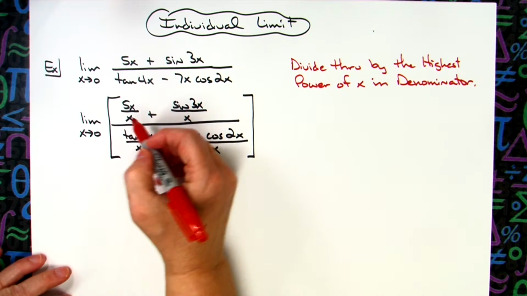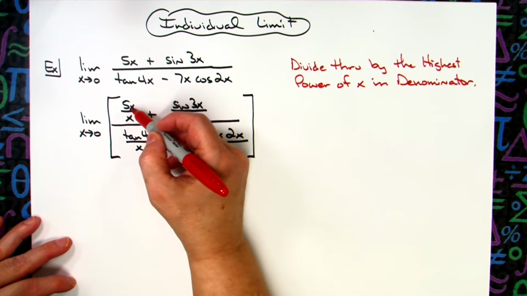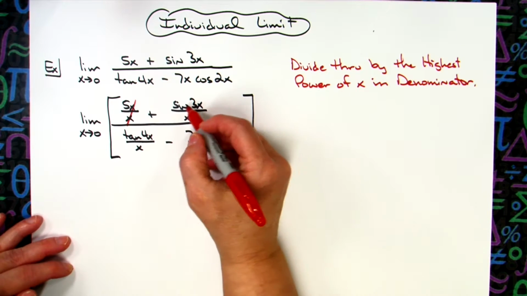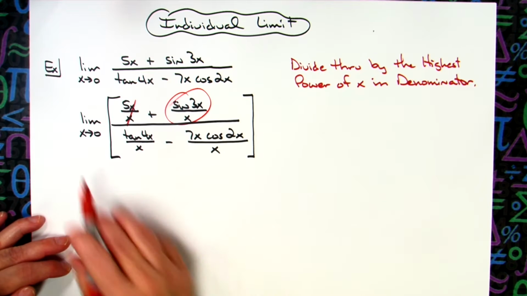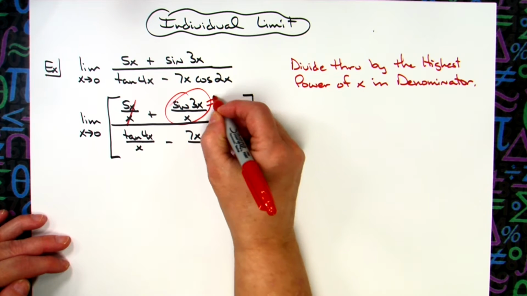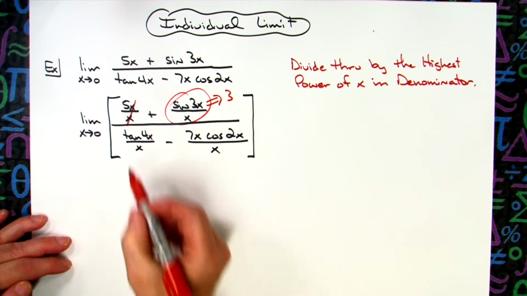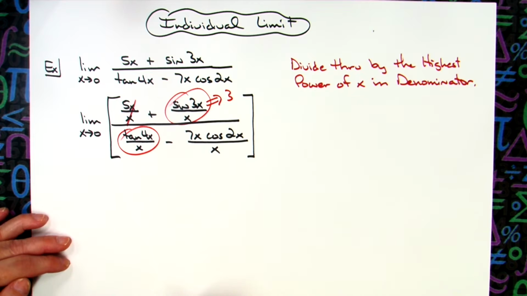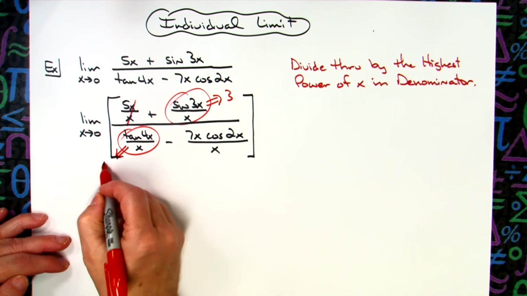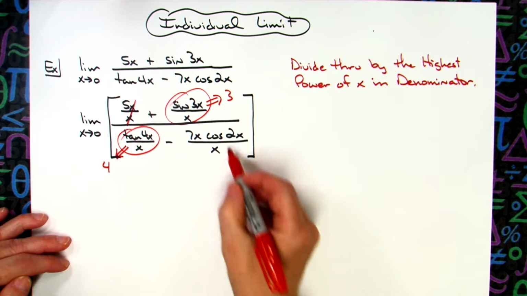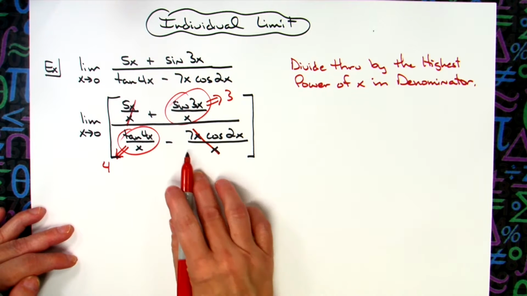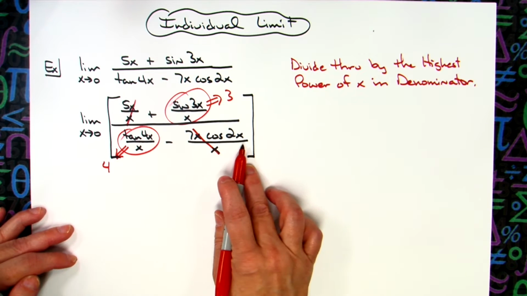Now let's do some simplifying and some thinking this through. We've got x on top of x. That's going to cross out, and that's going to give us a constant 5 right there. This part, the limit as x approaches 0, many of us will have that memorized. We know that's going to 3. Same thing down here in the bottom. We've got the tangent of 4x over x. When we let x go to 0, we know this is approaching 4. In this last expression, x divided by x is going to cross out. I'm just going to have a 7 cosine of 2x.